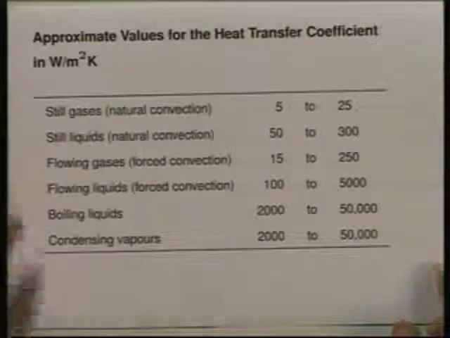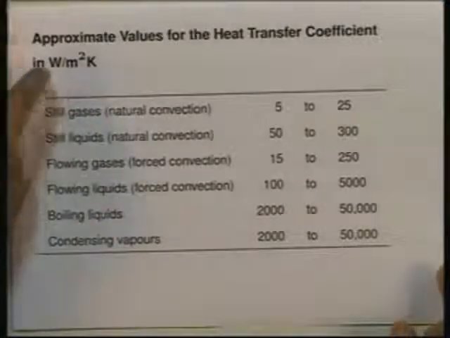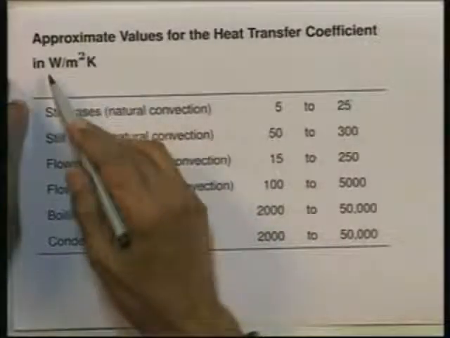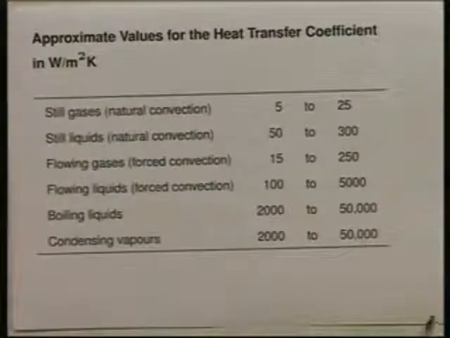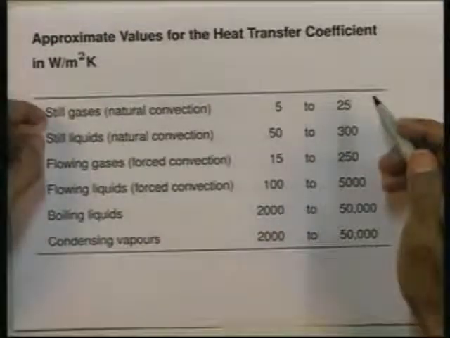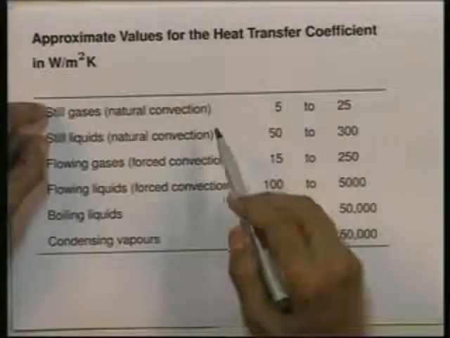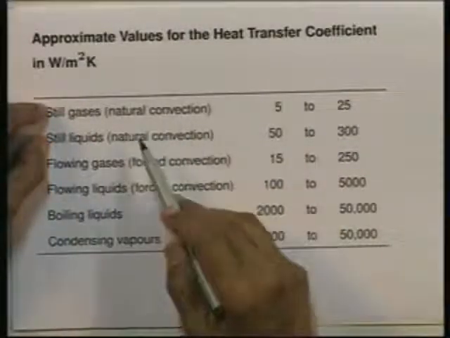Now, however, it is again useful to have a feel for the magnitudes of H that we will encounter in practice, and let us look at this table which I am projecting now. Here are some approximate values for the heat transfer coefficient in the units watts per meter squared Kelvin. That is the set of units which we will always use for heat transfer coefficient, the SI system of units. The first two values are for still gases or still liquids, that is situations which we have defined earlier as those of natural convection.